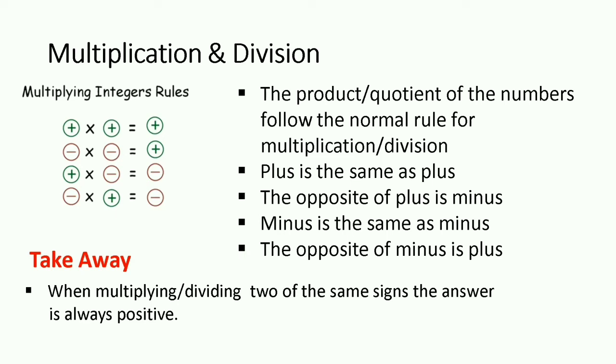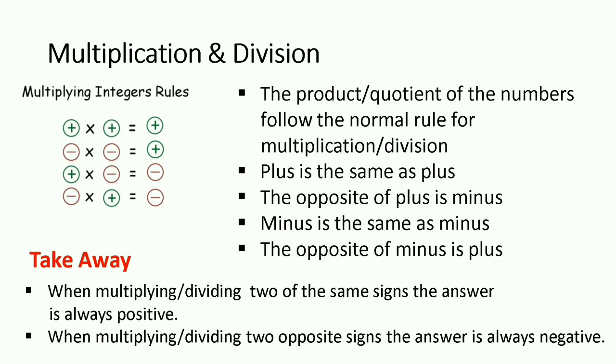The second takeaway is when multiplying or dividing two opposite signs, the answer is always negative. Take a look at the multiplying integer rules, the last two. These apply not only for multiplication, but also for division.